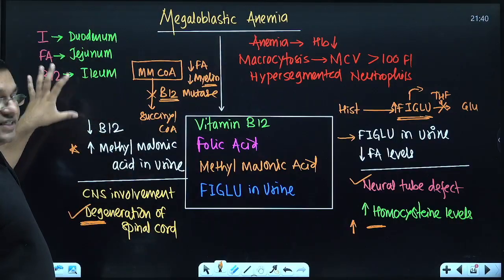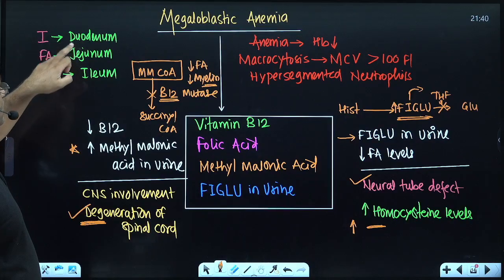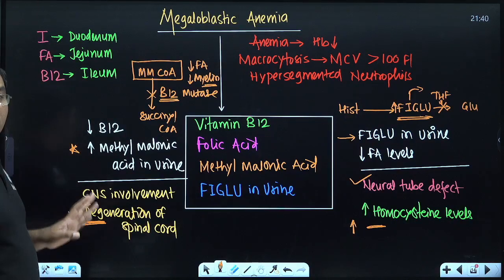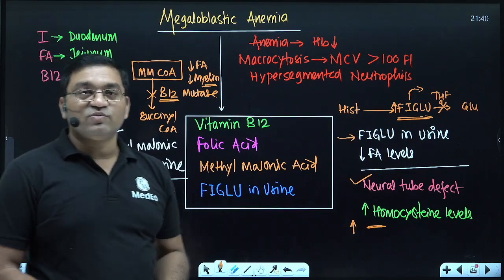So these are the sites for the absorption of iron, folic acid, B12: duodenum, proximal duodenum, jejunum and ileum. These are the sites for iron, folic acid and B12 absorption from the intestine.